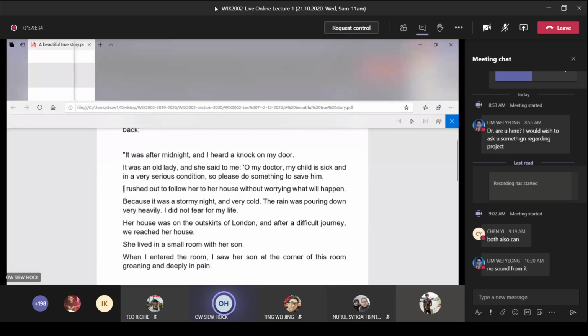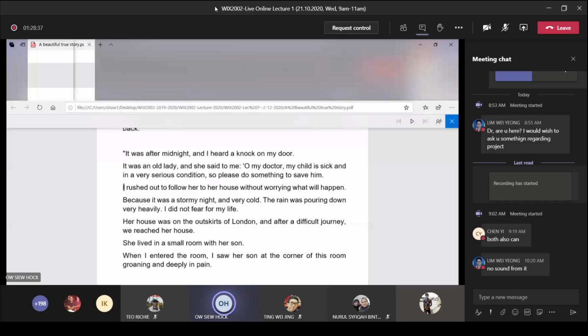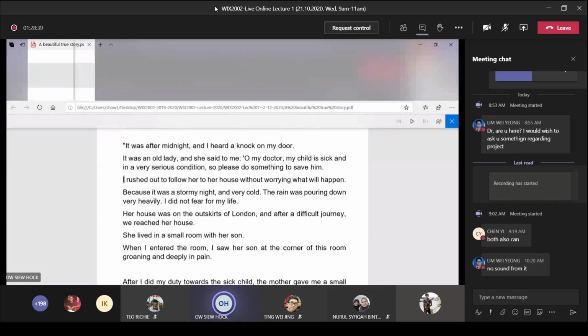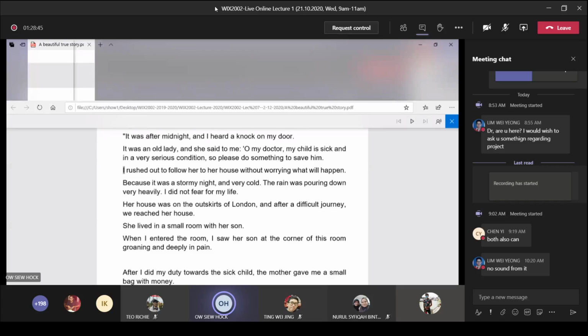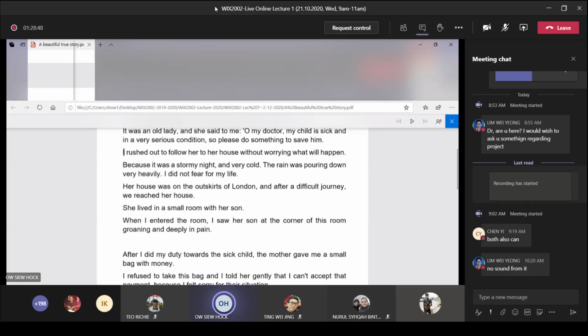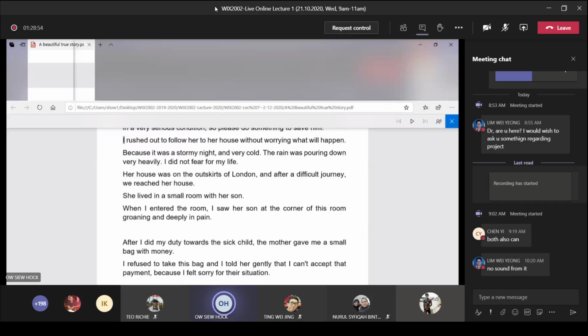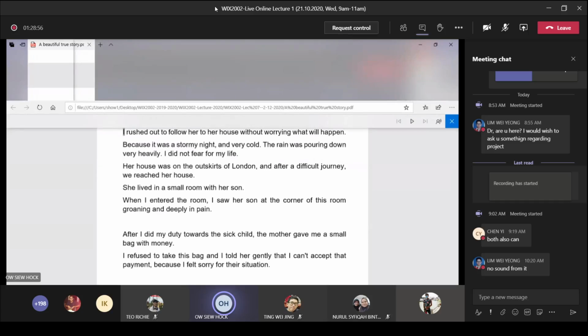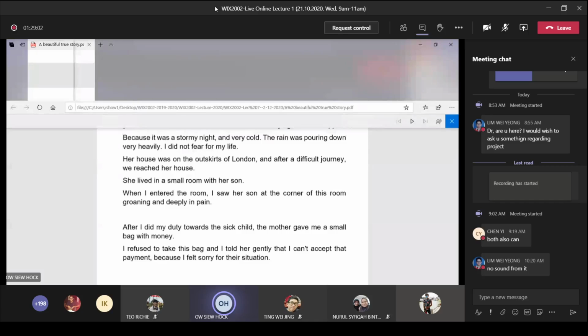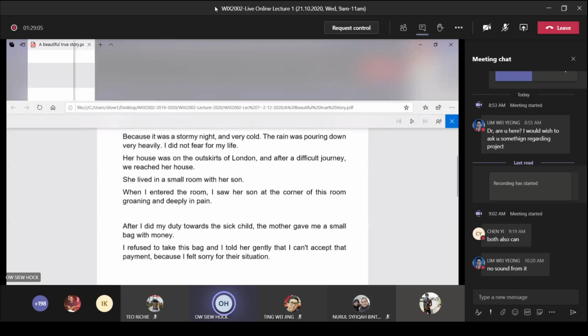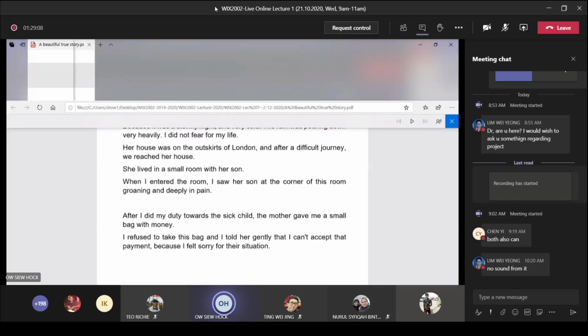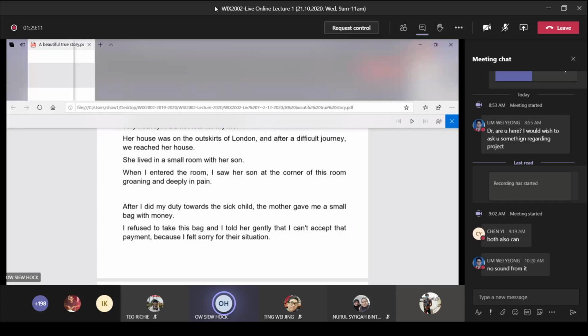It was after midnight, and I heard a knock on my door. It was an old lady, and she said to me, "Oh, my doctor, my child is sick and in a very serious condition. Please do something to save him." So I rushed out to follow her to her house without worrying what would happen, because it was a stormy night, a heavy storm, and very cold. The rain was pouring down very heavily. I did not fear for my life. Her house was on the outskirts of London, and after a difficult journey, we reached her house.